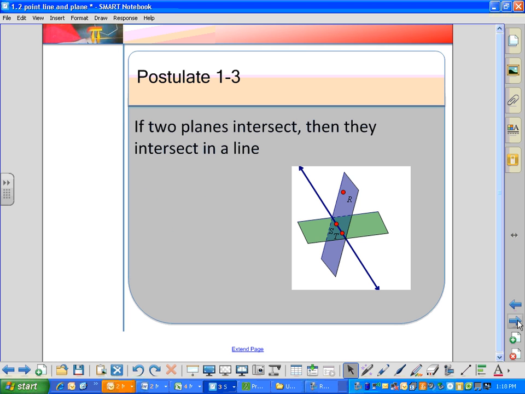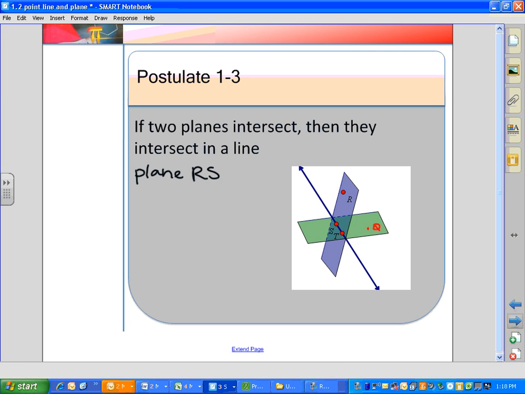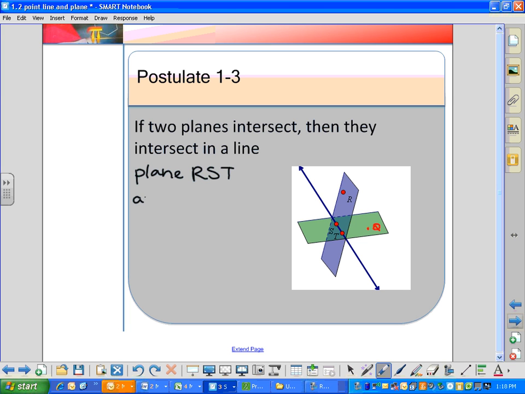All right, our third postulate. This one's a little bit trickier because now we're looking into 3 dimensions. And it says that if 2 planes intersect, then they intersect in a line. And I'm just actually going to add another point on this green plane right here. And I'm going to call that point Q or something like that. So here I could say plane RST and plane STQ intersect at line ST. There we go.